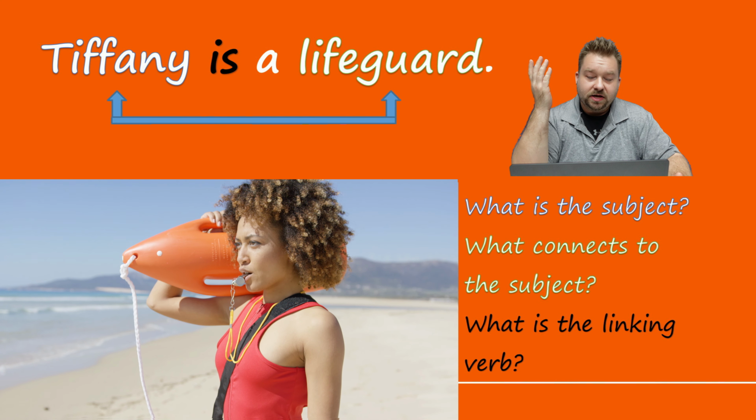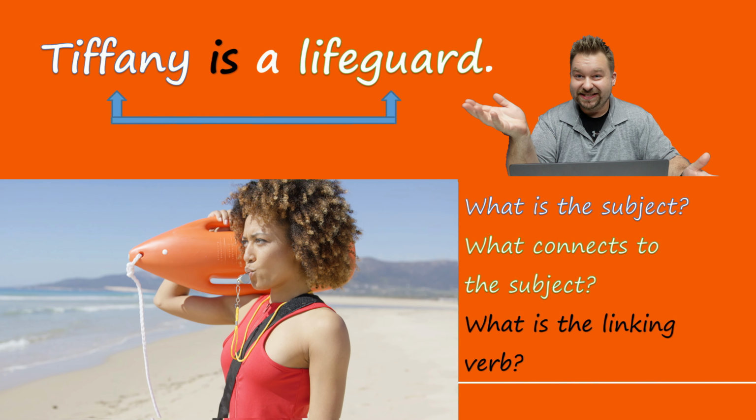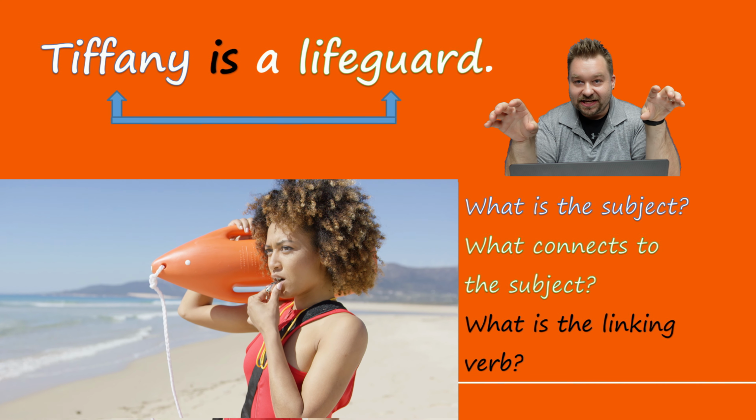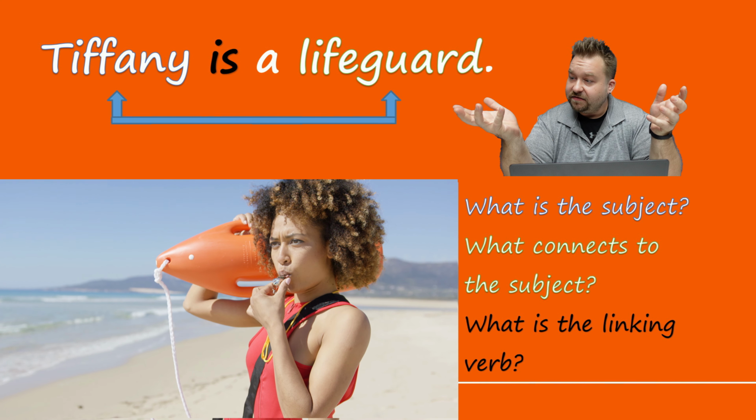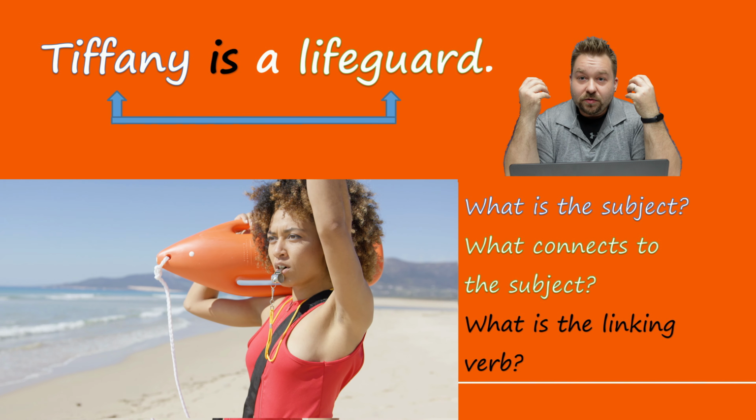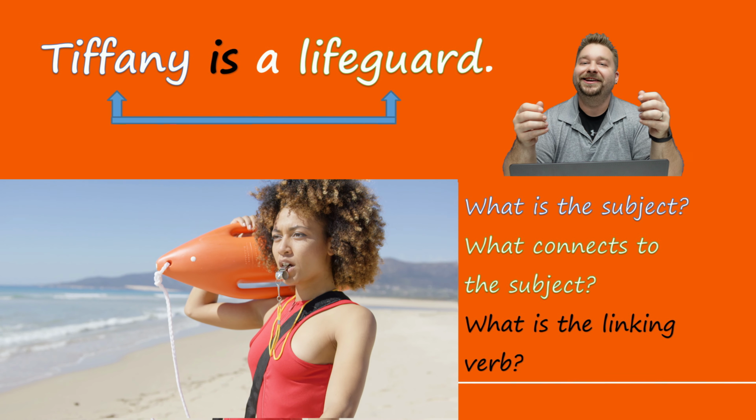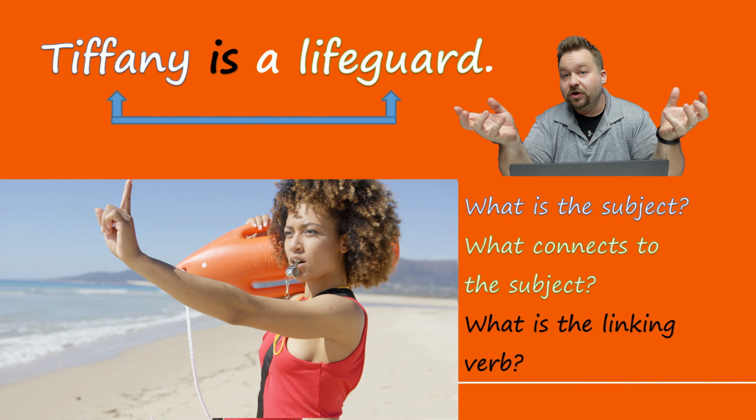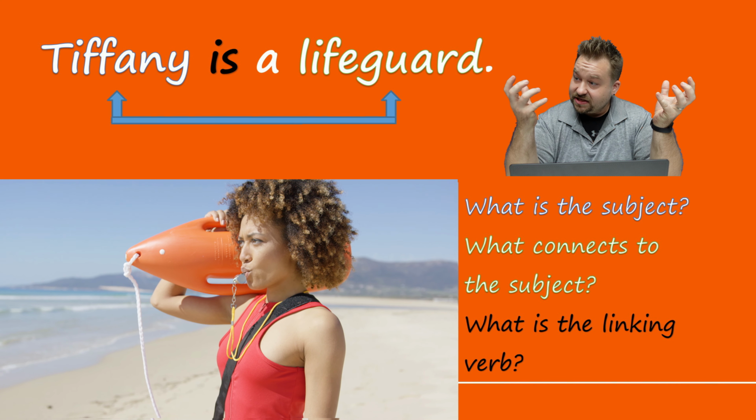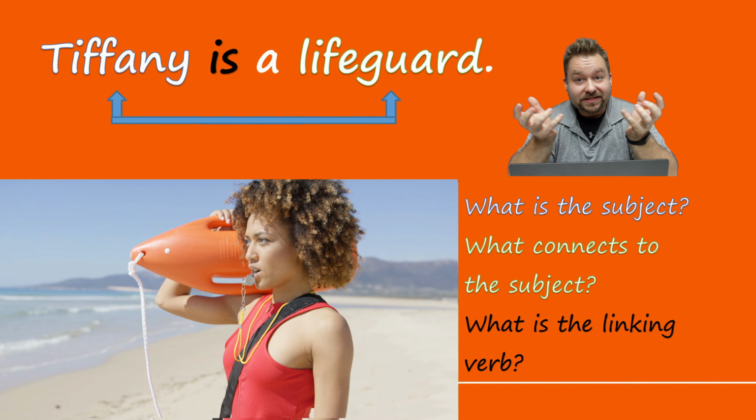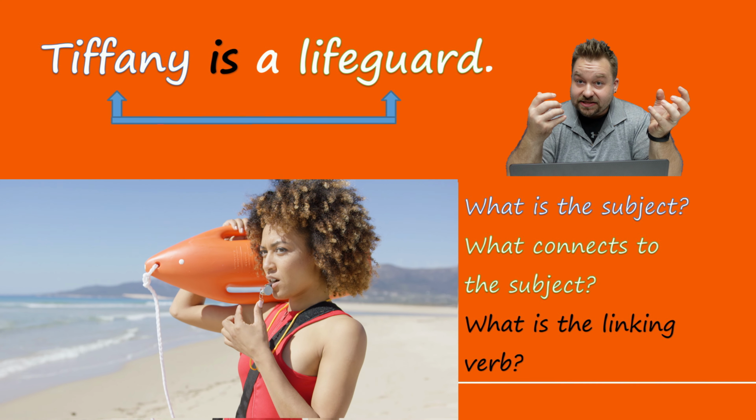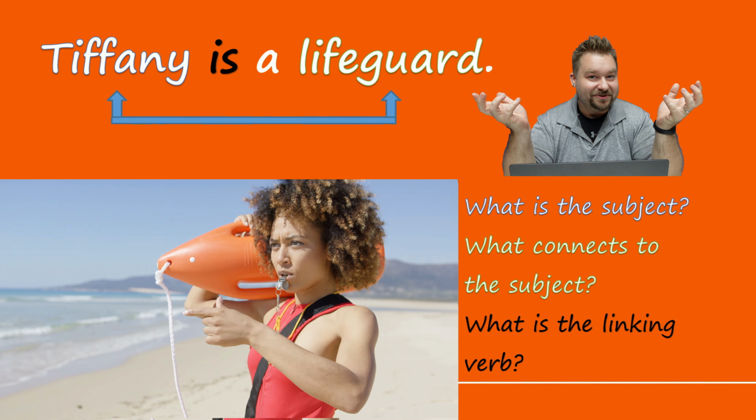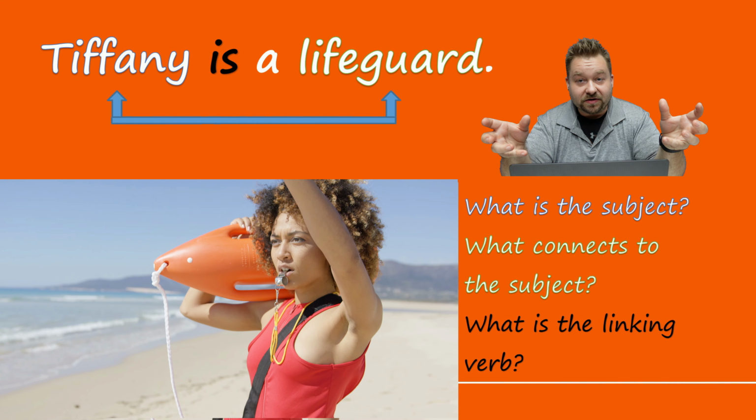So here's the answer. We know the subject is Tiffany, right? Tiffany. And what is connected to the subject, right? What is connected to Tiffany? Lifeguard. Tiffany lifeguard. That makes sense even without grammar. Tiffany lifeguard. I understand, right? But to clean it up, to make it grammatically correct, we need a linking verb to connect these two ideas together, right? So Tiffany is a lifeguard. Lifeguard Tiffany, Tiffany is lifeguard. That makes sense too, right? Is is the linking verb.